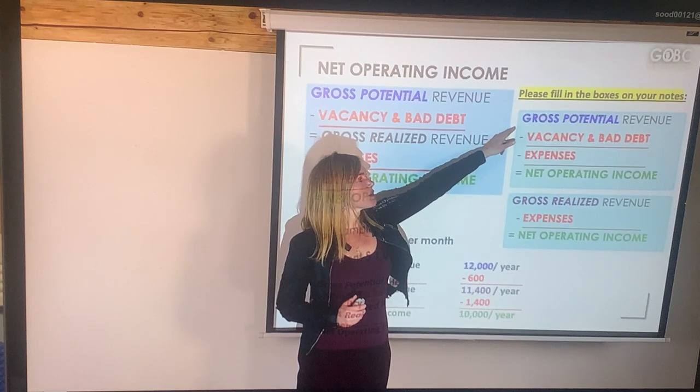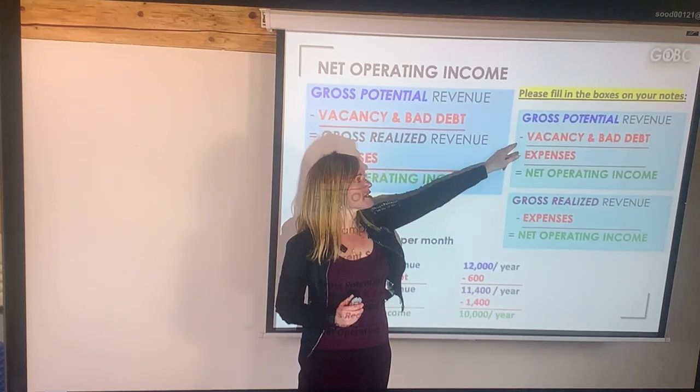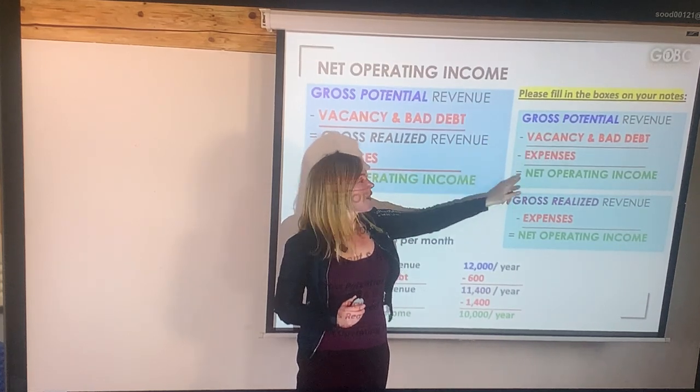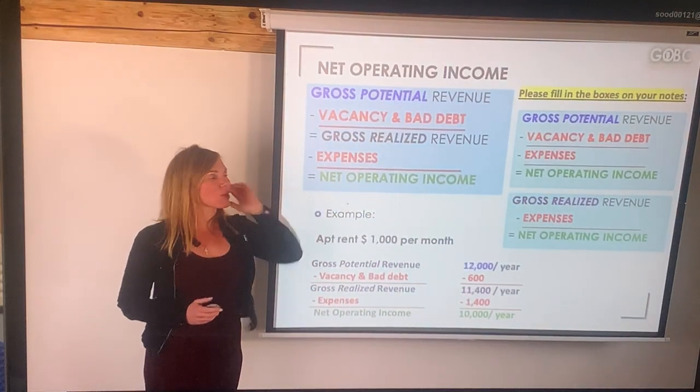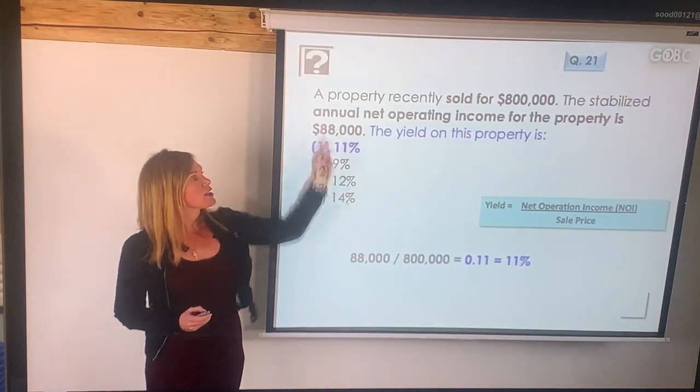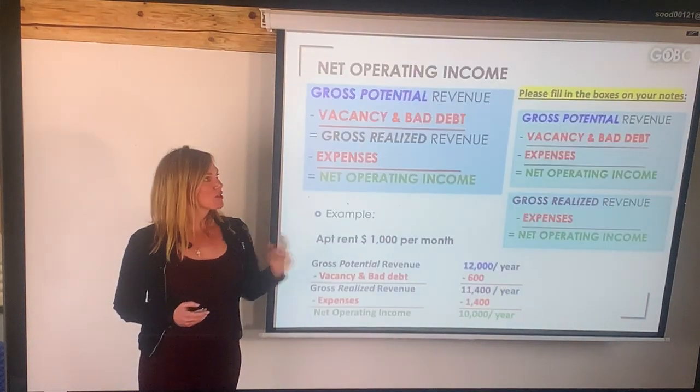So if it's gross potential, then you have to minus two things. You have to minus the vacancy and bad debt as one, and minus the expenses, and that takes you to the NOI, net operating income. We only do this when that NOI is missing in the question. So if it's not given to us like this, then you have to find it yourself. So if it's potential, you minus two things.